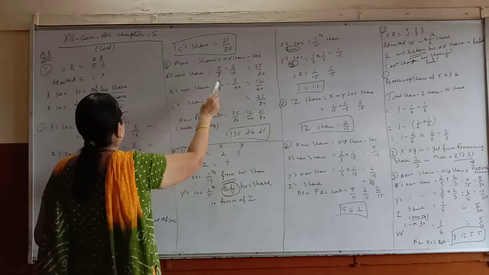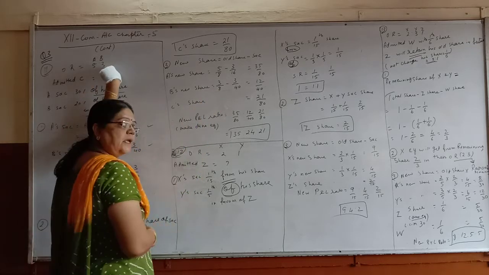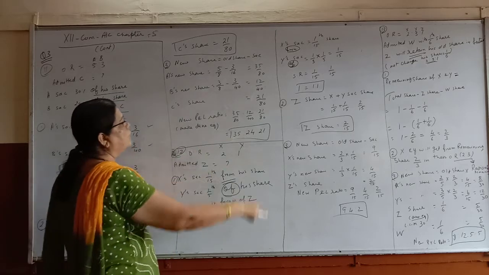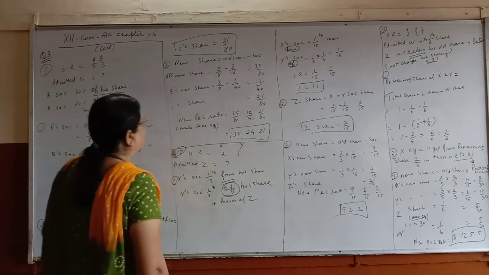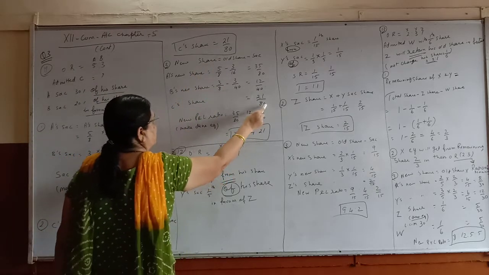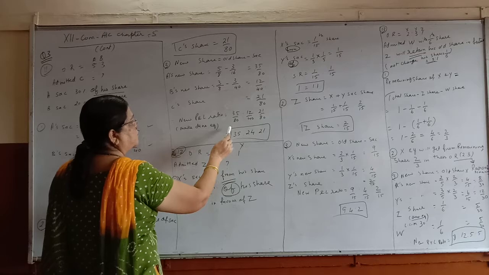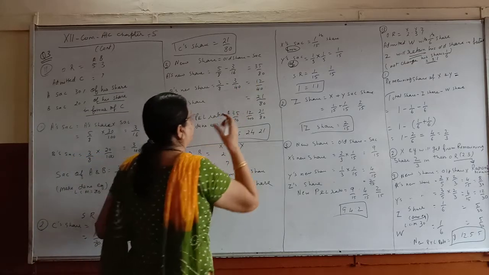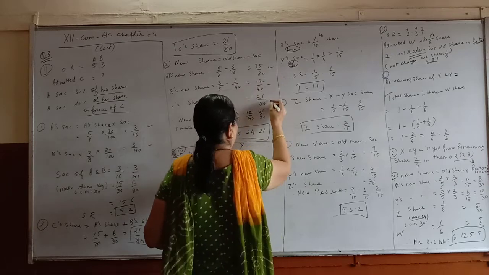B's new share, again old is 3 upon 8 minus 3 upon 40. You will get 12 upon 40. And C's share we have already found out, 21 upon 80. So new P&L ratio will be 35 upon 80, 12 upon 40 and 21 upon 80.